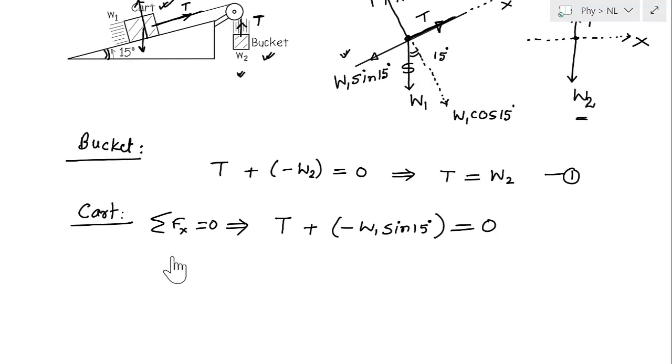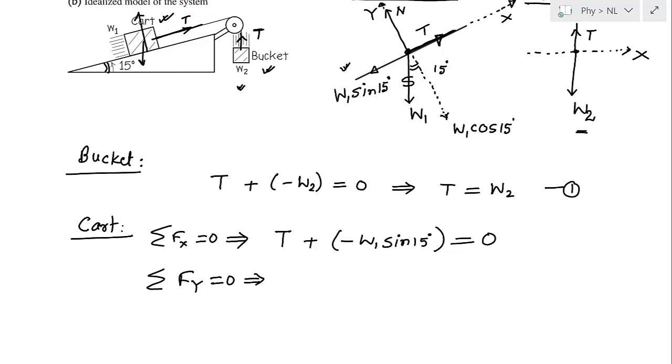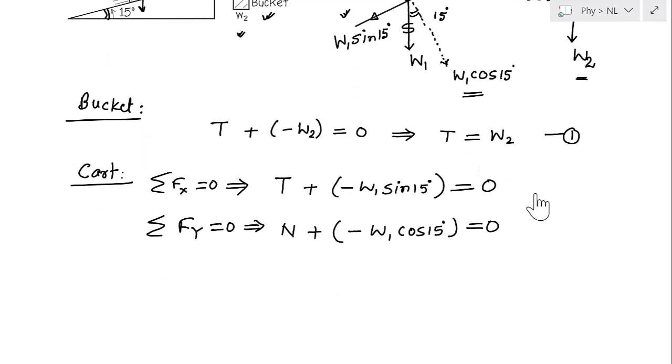Similarly, I can write another equation, that is summation of Fy equals 0, and this will give me the forces along the y direction. Along the y direction we have the normal reaction N plus, and this force is along the negative y direction, that is minus W1 cos 15 degrees. So this equals 0. This is my equation 2 and this is my equation 3.